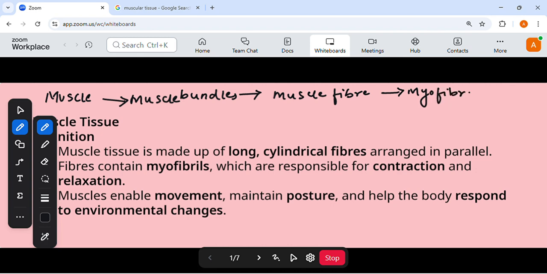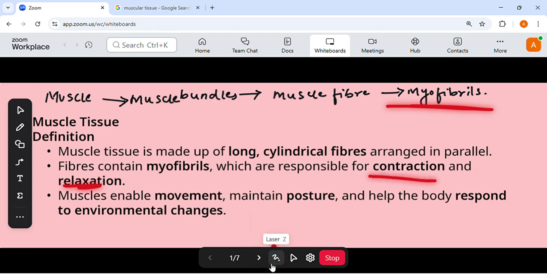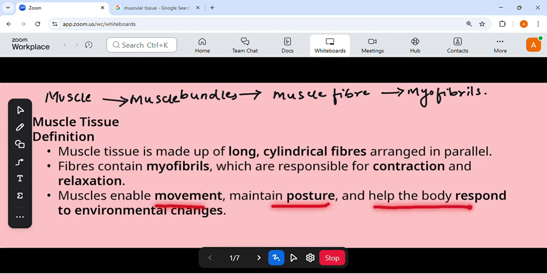This is the arrangement. Don't worry, you will study about it completely in detail in the chapter Locomotion and Movement. So inside the muscle are muscle bundles, in those bundles we'll see muscle fibers, then myofibril or myofilament, which is responsible for contraction and relaxation, due to which the movement of muscle takes place. Understood? Muscles enable movement, maintain posture, and help the body respond to environmental changes.